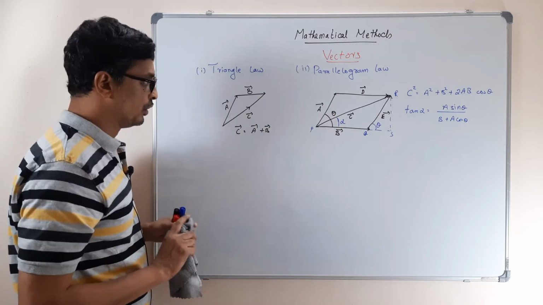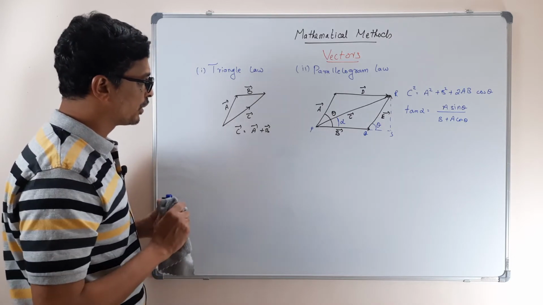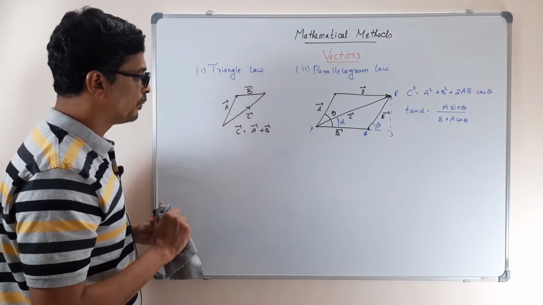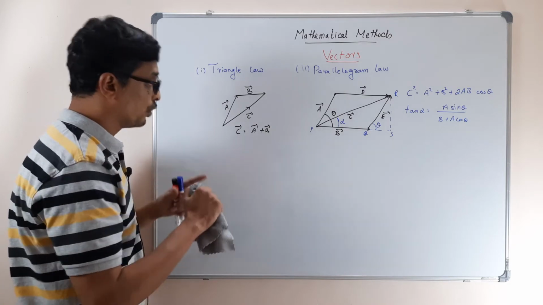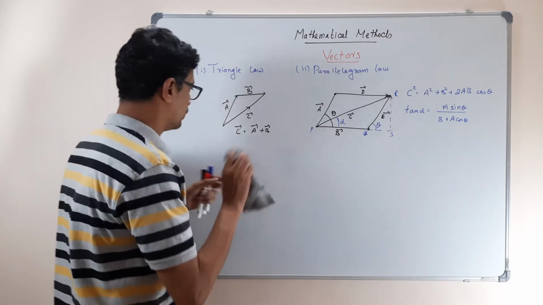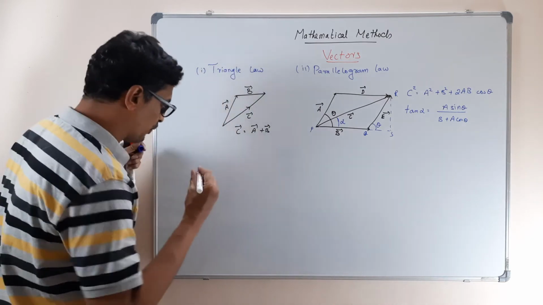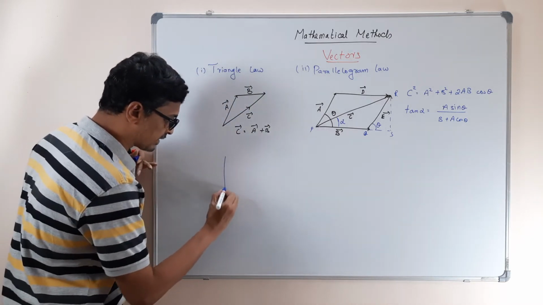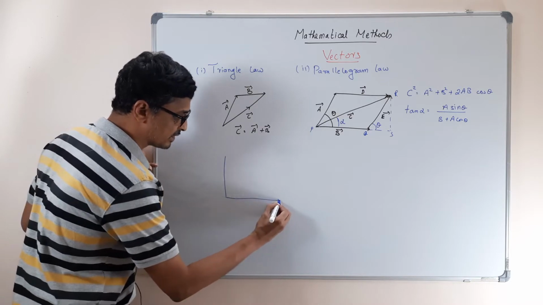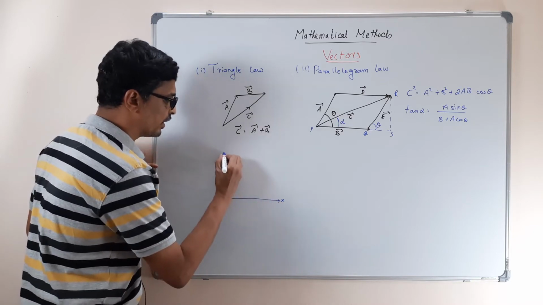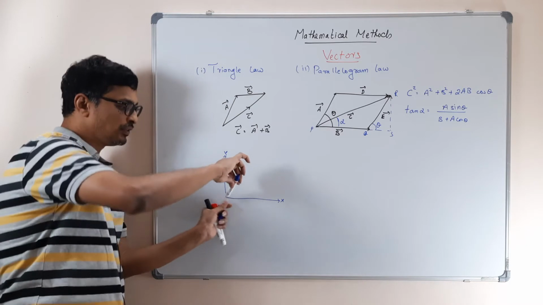We have done it. Now how are we going to do it? If you want to see that, I can tell you. So we have the x-axis and the y-axis. Suppose this is the vector.